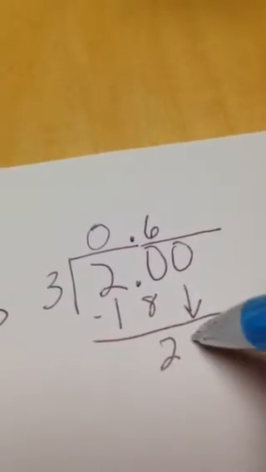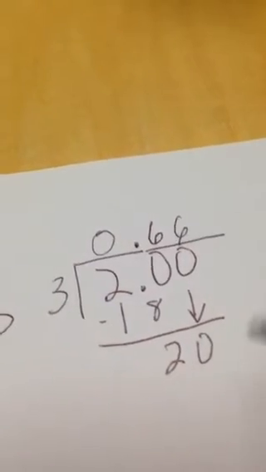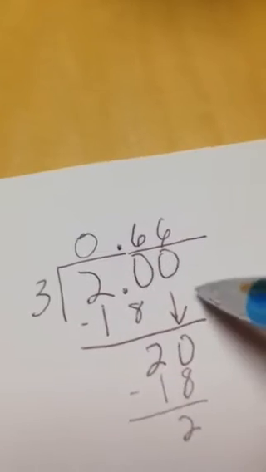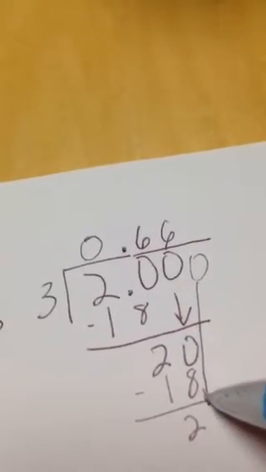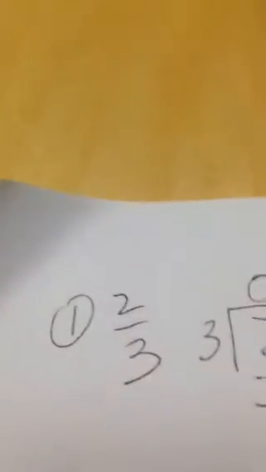Bring down the 0. How many 3's are in 20? 6. 6 times 3 is 18. Subtract from 20. You can see what's going to happen here. It's going to keep repeating. So this is a repeating decimal. This is the decimal equivalent of 2/3, and the kind of decimal it is is a repeating decimal.